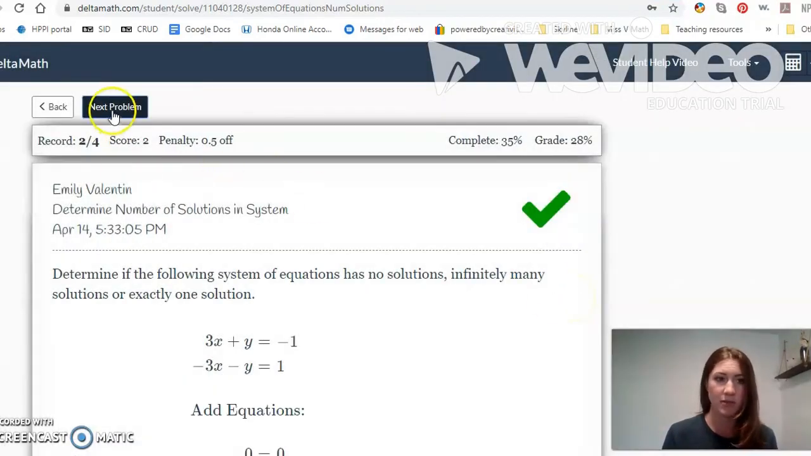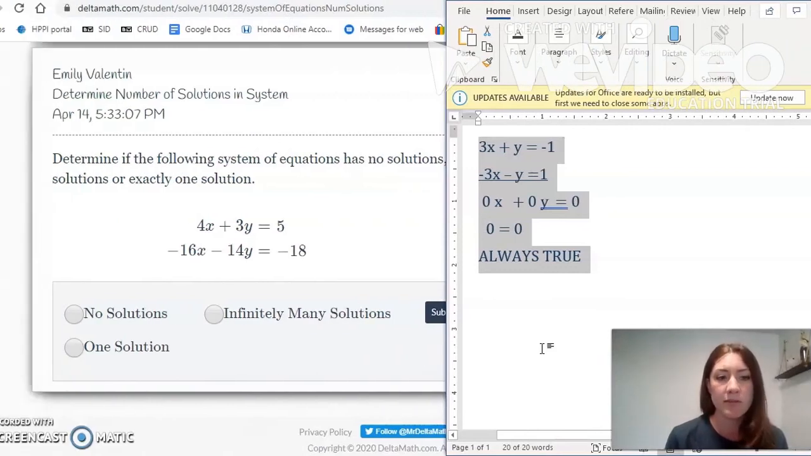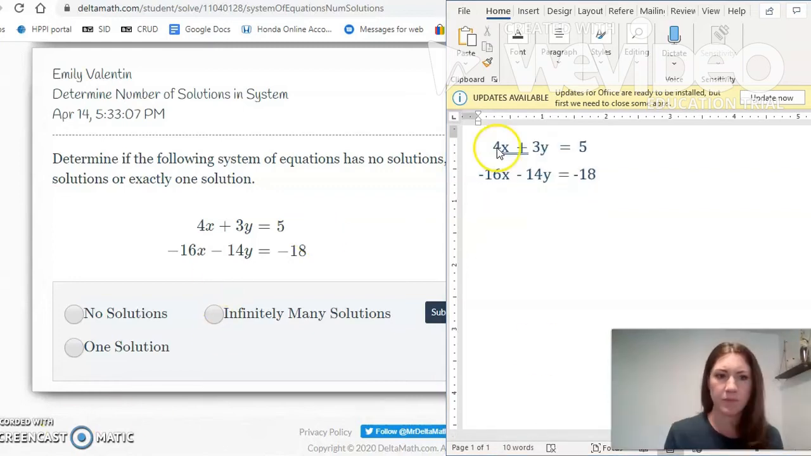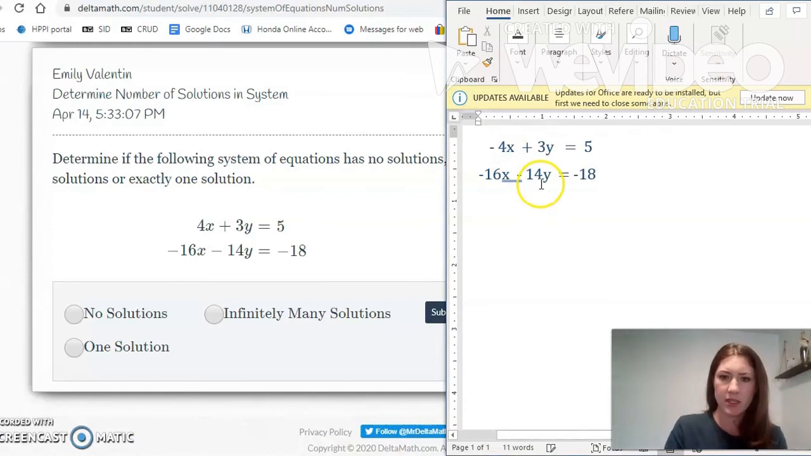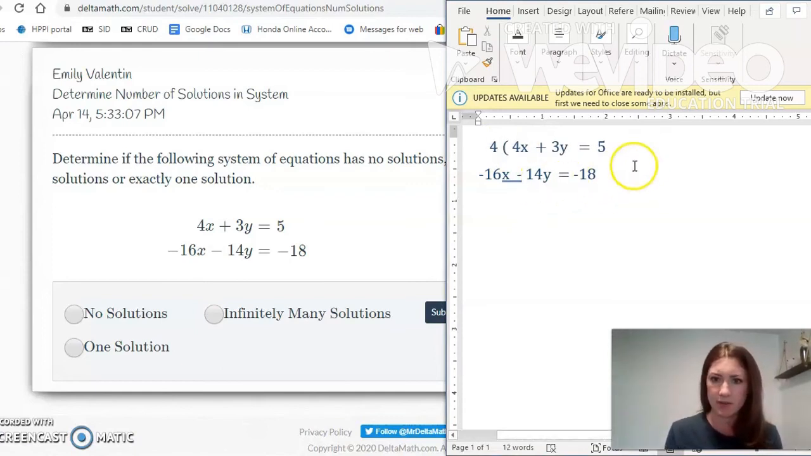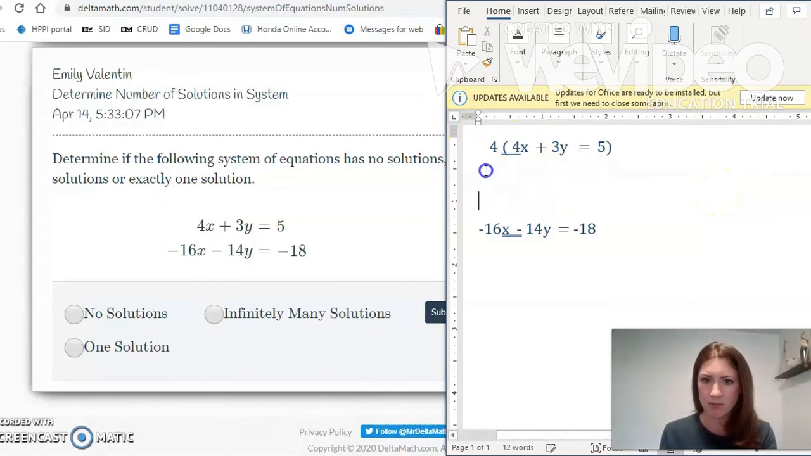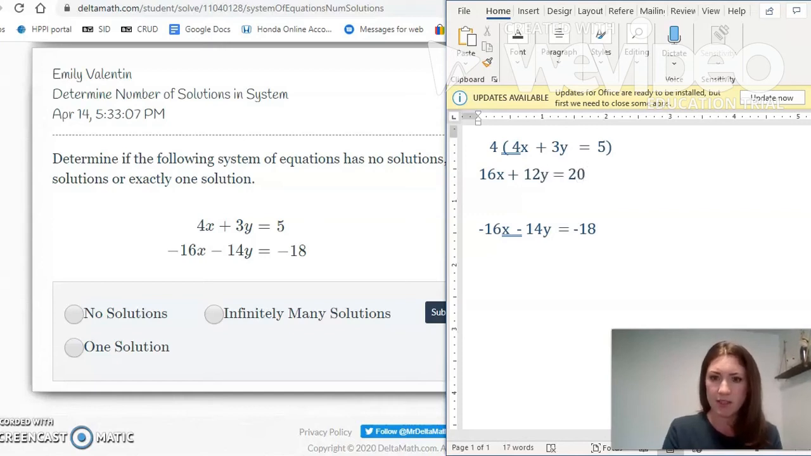All right, that was a good problem. This guy is going to be a little bit more involved. I have 4, which is a factor of that 16. Okay, so what I want to do is multiply that entire first equation by 4. Okay, and I'm doing that because I want to eliminate that -16. So it gives me positive 16 plus 4 times 3y is 12y. 4 times 5 is 20.